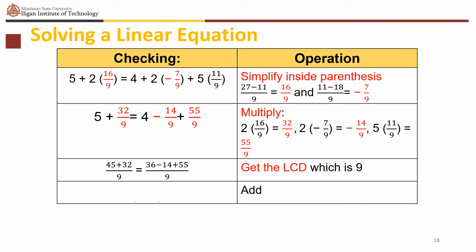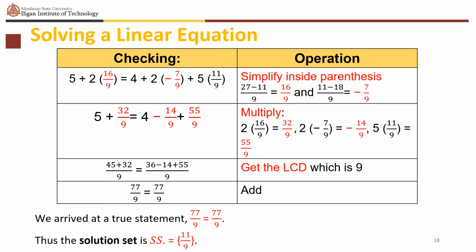So again, we try to get the LCD, which is 9. So 9 times 5 is 45. That's why you have (45 plus 32) over 9. Then 9 times 4 here, on the other side of the equation, is equal to 36. So I have (36 minus 14 plus 55) over 9. And then when you add the values, you come up with 77 over 9 equals 77 over 9, which is actually true. We need to say the solution set is 11/9.